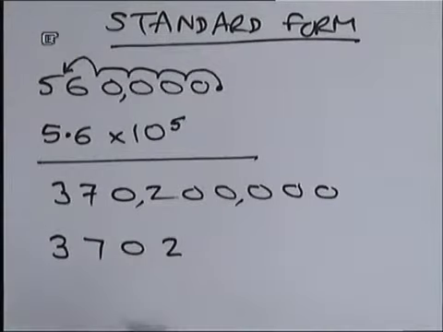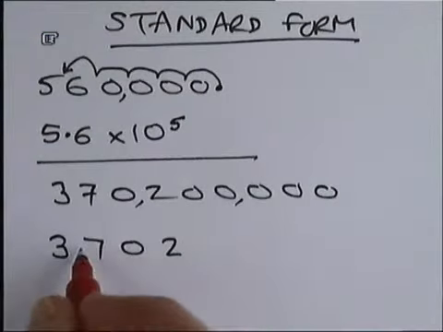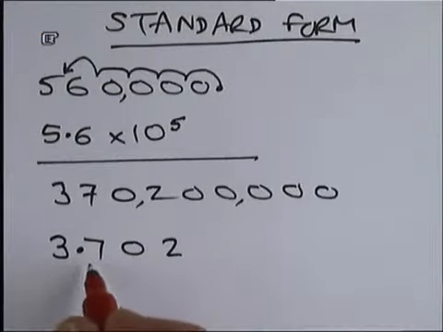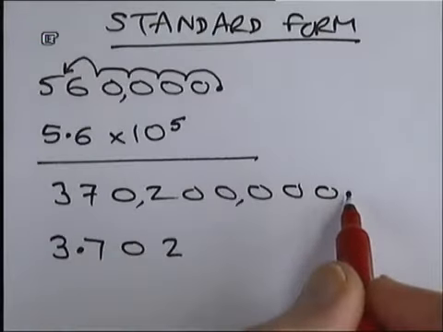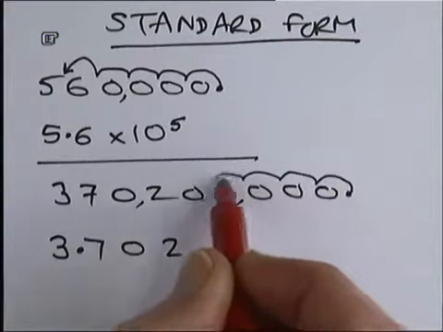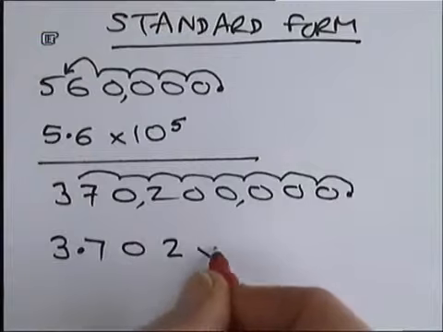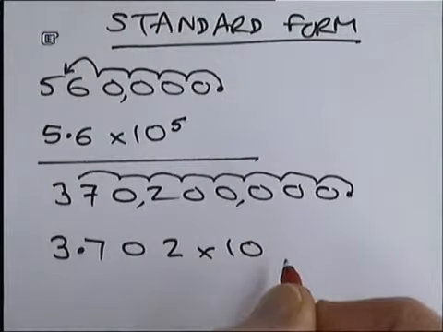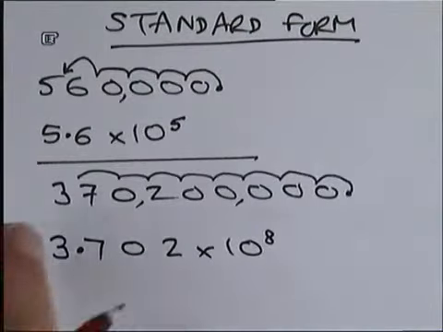3702. And I've got to make this number a decimal number between 0 and 10. Sorry, between 1 and 10. So I'll put my decimal point in there, 3.702. The decimal point must have been here to start with, even though we didn't bother writing it down. So it's moved 1, 2, 3, 4, 5, 6, 7, 8 times. So after my times by 10, which I always write in, I'll put a power of 8. And that's how you do standard form with numbers like that.